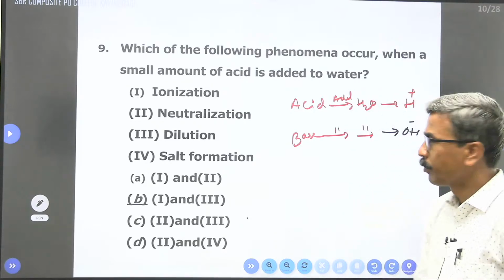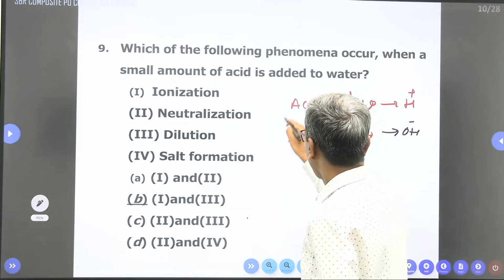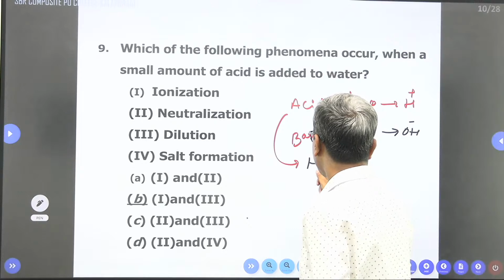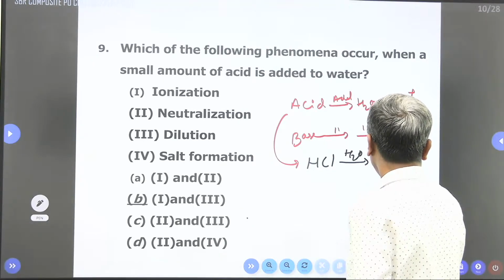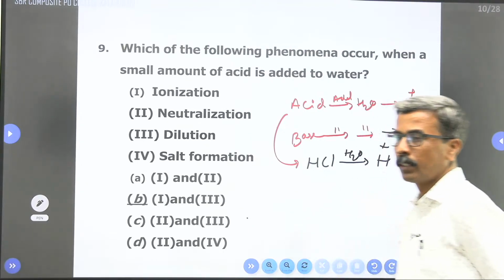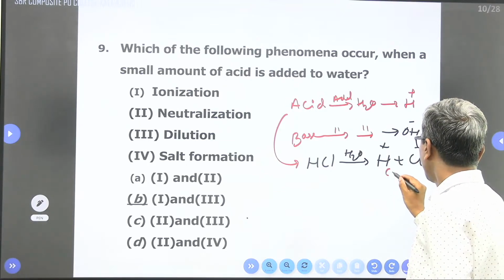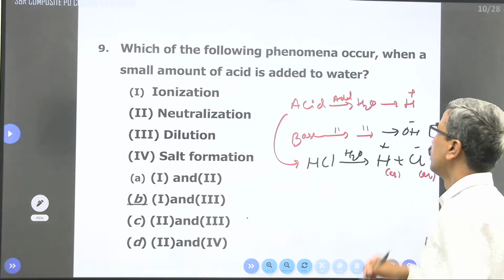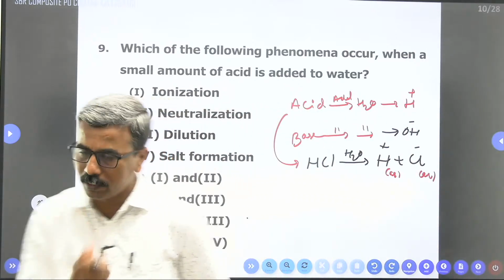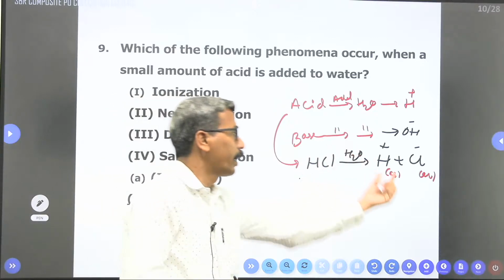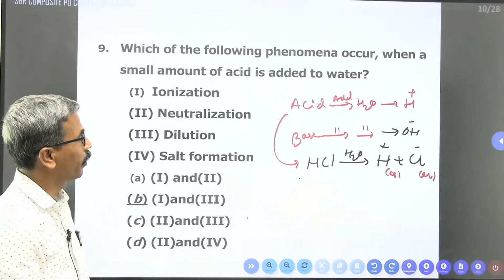This we have already discussed, according to Arrhenius. Now if I take one example, HCl, when you add it into water, it will produce H plus and Cl minus in the aqueous solution. Now this process we call ionization. That is, a particular compound after adding into water will split into its constituent ions. That process we call ionization.